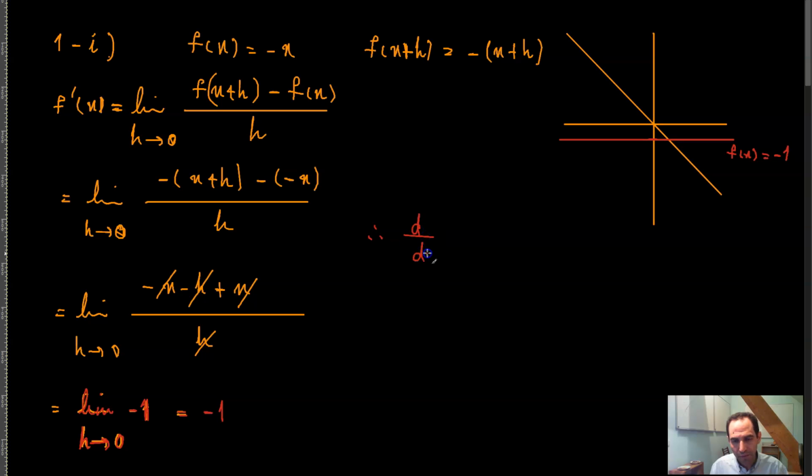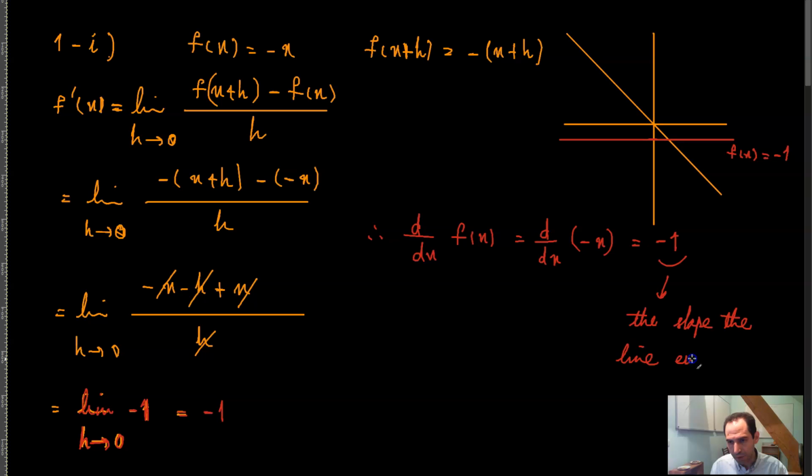Therefore, d by dx of f of x, which is equal to d by dx of negative x, is equal to negative one, which is the slope of the line everywhere across the line. And when I say everywhere across the line, that means that the slope of the line does not change all throughout the line from negative infinity all the way up to positive infinity. The slope is constant.